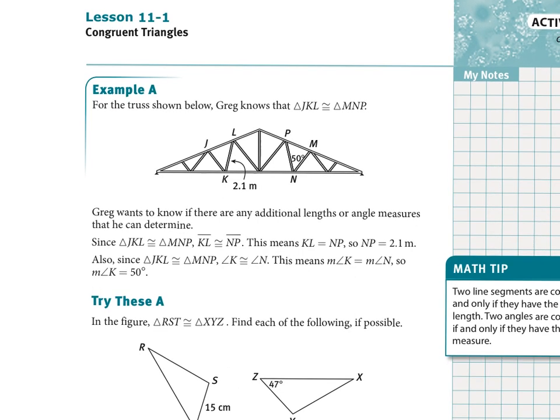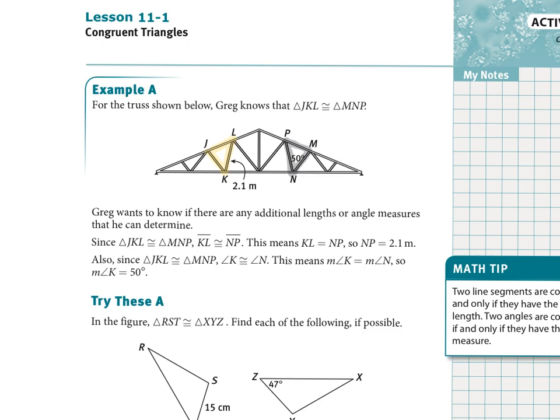focusing on congruent triangles. So in example A, it says for the truss shown below, Greg knows that triangle JKL is congruent to triangle MNP. Sometimes I like to outline the triangles so that I know which ones I'm specifically looking at. So I have that triangle and then I have this triangle as well. Greg wants to know if there are any additional lengths or angle measures that he can determine.